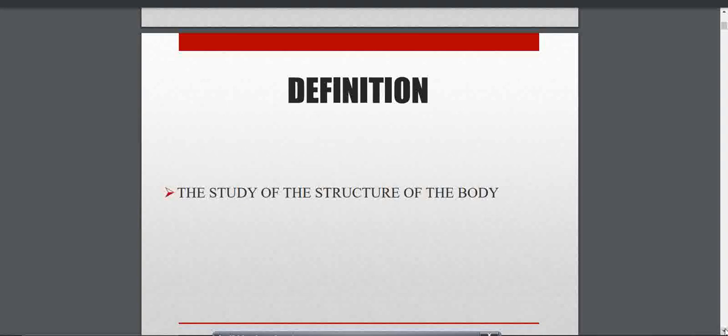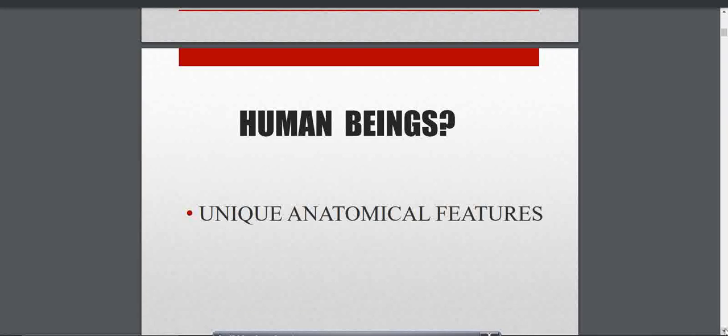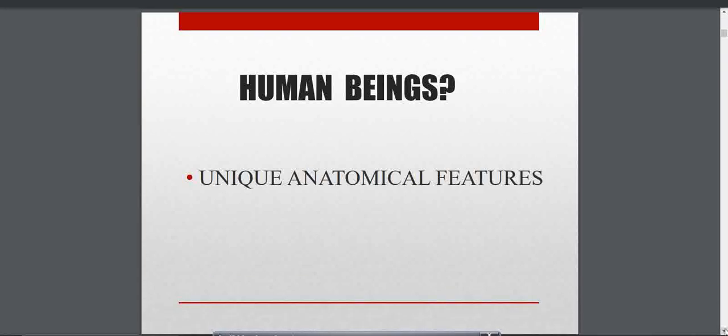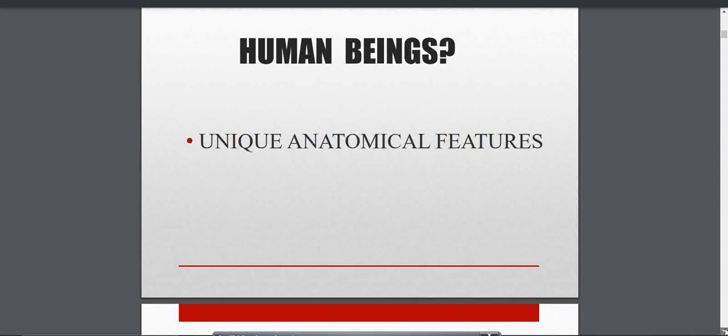So if you are told to define human anatomy, this is just a discipline in medical science, or in the field of medical, that deals with the study of the structure of the human body. So we have human beings here in question, because we as medics evaluate on human beings, and not animals like dogs or cats, but specifically human beings. That's the unique anatomical features.